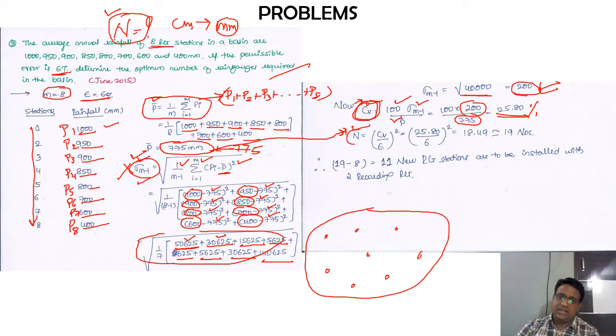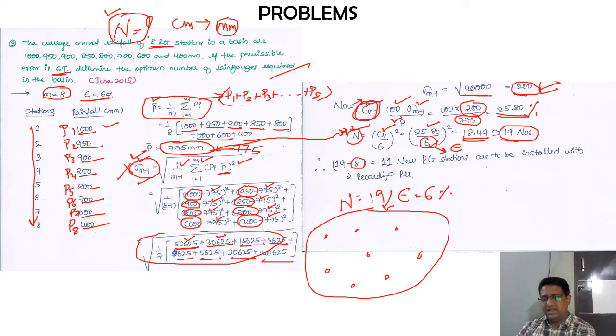Now similarly, the last formula, N is equal to CV by epsilon the whole square. There we have 25.80 divided by 6, where 6 is the epsilon value that they have given. So ultimately we will be getting 18.49, which we round up to 19. So as I have explained, for this particular catchment area, to keep the error limited to 6%, the total number of rain gauge stations required is 19, but right now we have only 8 rain gauge stations with us. So that's why we need 11 new rain gauge stations.